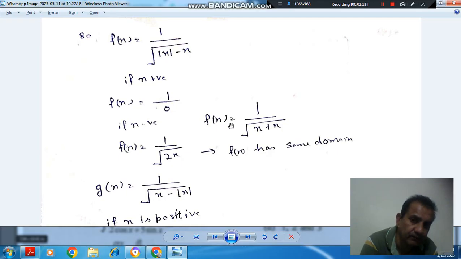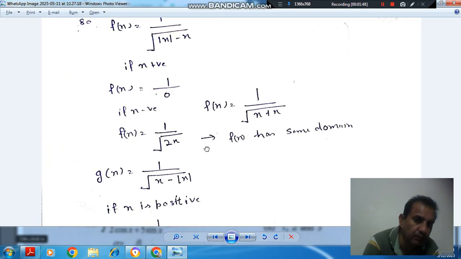So when x is negative, then this quantity will be positive and this minus will also be positive. Because x is negative, taking only magnitude, it will be x plus x, so it will be 1 by root of 2x. So it will have some domain, because you can put the value of x and this will be a real number, because we have taken the sign already here. So it will be a real number, and it means f(x) will have some domain.